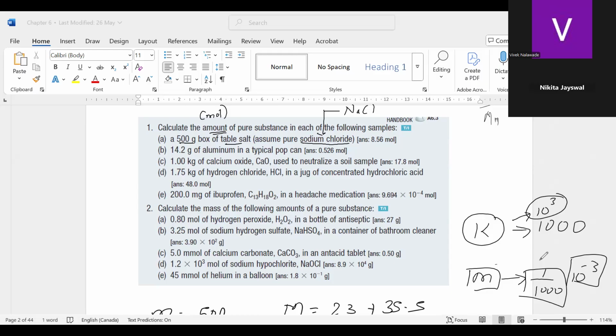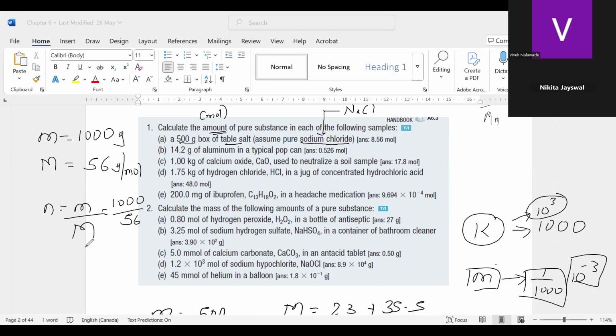Okay, I understand it. So mass is 1000, and molar mass is 56 gram per mole. So n is m over capital M. So that is 1000 over 56. Did you do that? I'm doing it.